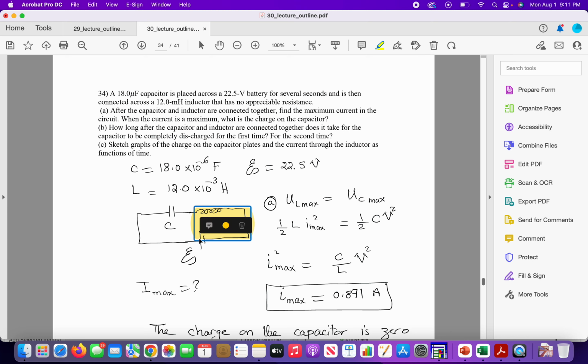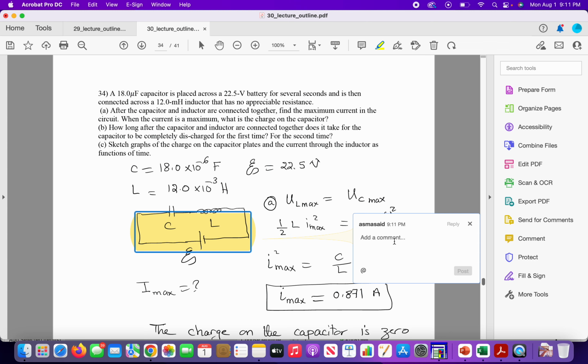Not all. Oh yeah, this one here. Just remove this, and just here, this one. Here I will say remove the EMF.